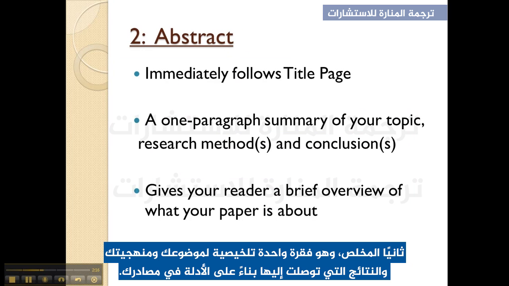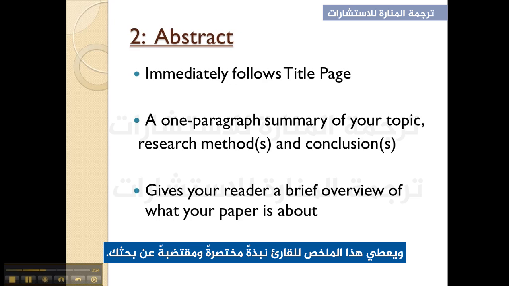Next is your abstract. This is just a 1-paragraph summary of your topic, your methods, and any conclusions you may have drawn from the evidence you found in your sources. This abstract just gives your reader a brief initial overview of what your paper is about.